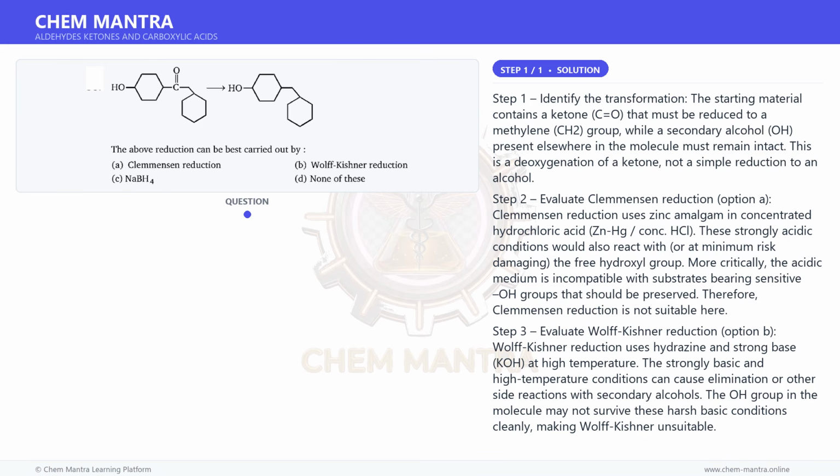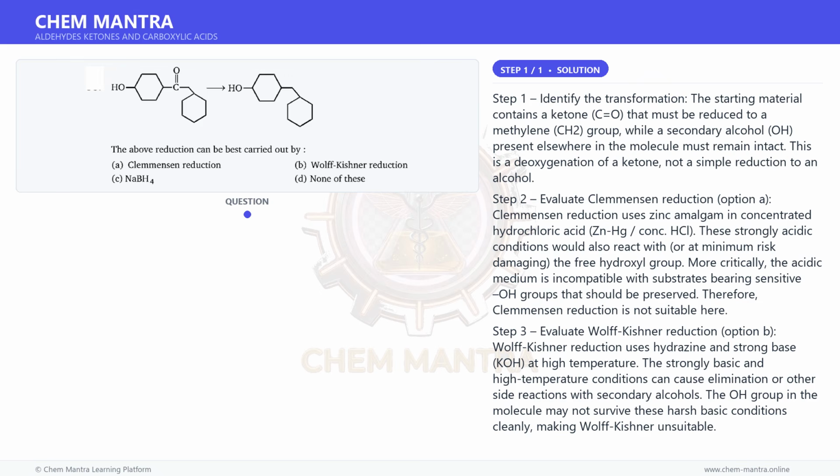Step 4. Evaluate NaBH4. Option C. NaBH4 is a mild reducing agent that selectively reduces ketones and aldehydes to alcohols. However, the desired transformation is reduction of C=O all the way to CH2, deoxygenation, not to CHOH. NaBH4 cannot achieve this deoxygenation. It would merely convert the ketone to a secondary alcohol.